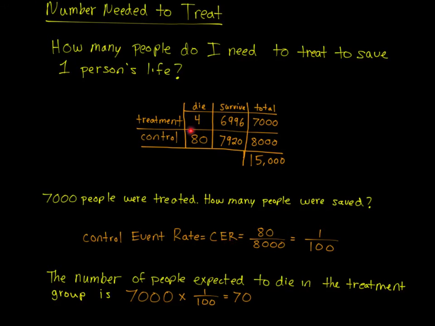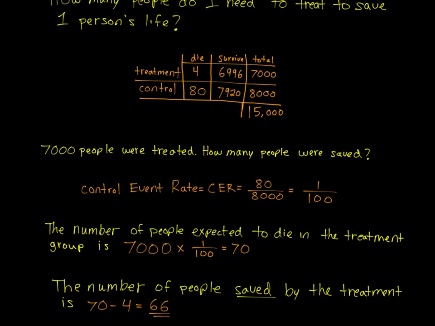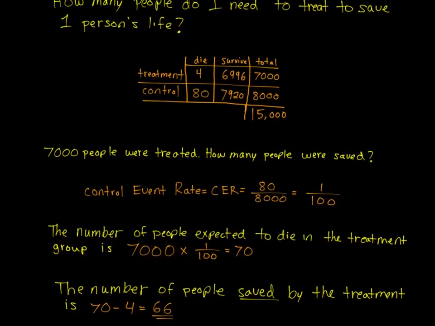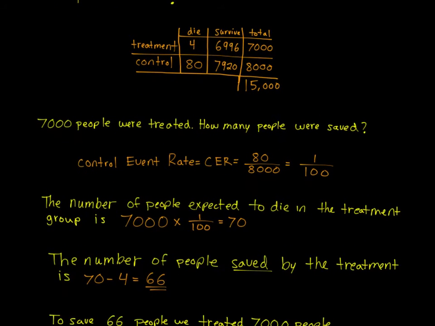And in this case, the event rate is 80 over 8,000, which is 1 in 100. 1 in 100 are expected to die from this disease. And there are 7,000 people in the treatment group. So had the treated group not been treated, we would have expected 70 people to die. However, they were treated, and so we only saw 4 people die, so that means 66 were saved.